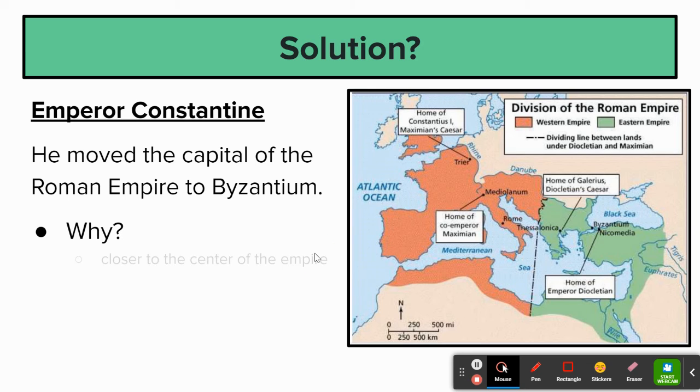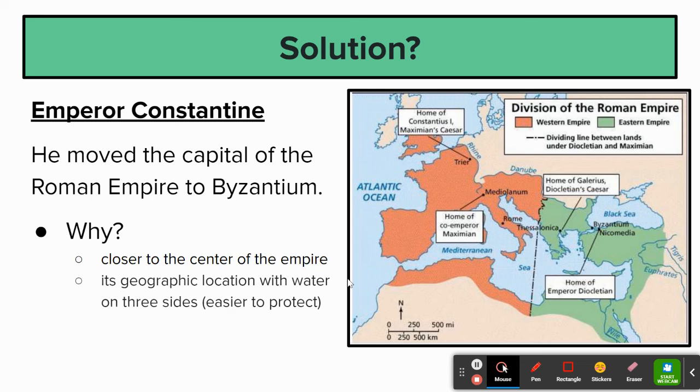Why did he do this? Because it was considered closer to the center of the empire. Its geographic location, since it had water on three sides, it was easier to protect from invaders. And it had an excellent harbor for trade. So ships could easily come in and out, which made the city quite wealthy.